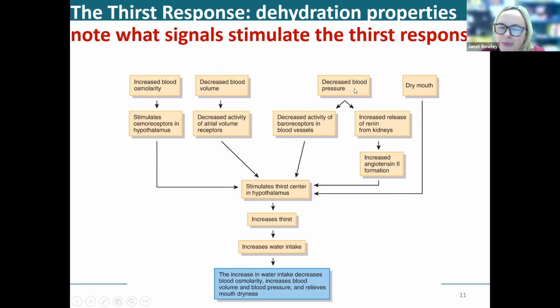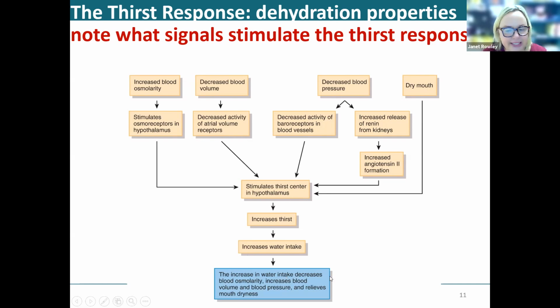With decreased blood pressure, there is decreased activity in the baroreceptors of the blood vessels and increased release of renin from the kidneys. The baroreceptors in the blood vessels stimulate the thirst center, and the renin causes more angiotensin II formation, which stimulates the thirst center. Also, when our mouth is dry, it causes our thirst center in the hypothalamus to be activated.